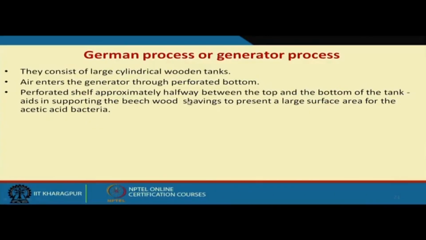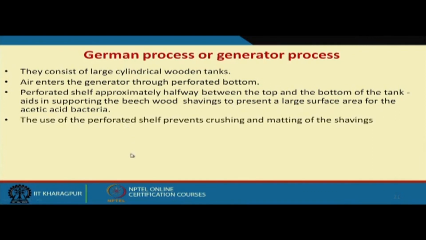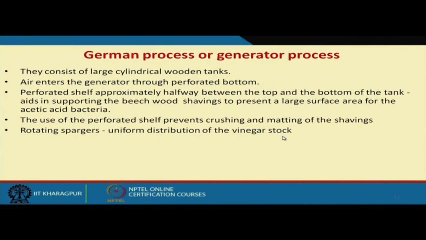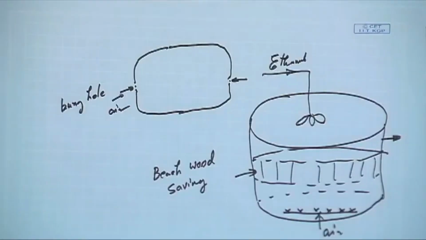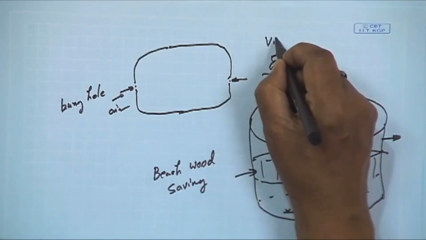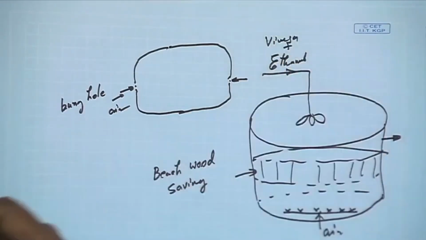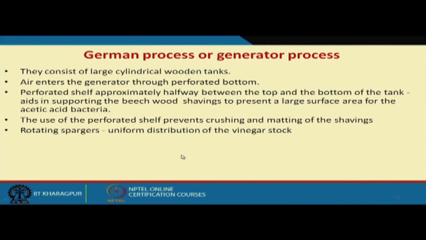The perforated shelf is approximately halfway between the top and bottom of the tank and aids in supporting the beechwood shavings to present the large surface area for the acetic acid bacteria. The use of the perforated shelf prevents crowding and matting of the shavings. So, perforation is very much required for that, and the rotating sparger gives uniform distribution of the vinegar stock. Uniformly we put some kind of vinegar stock. We have vinegar plus ethanol, both we put together.